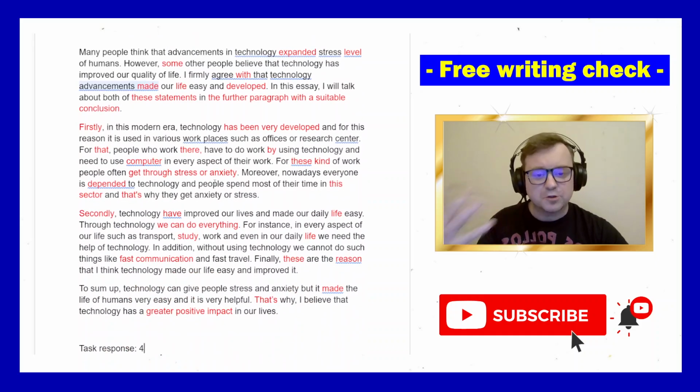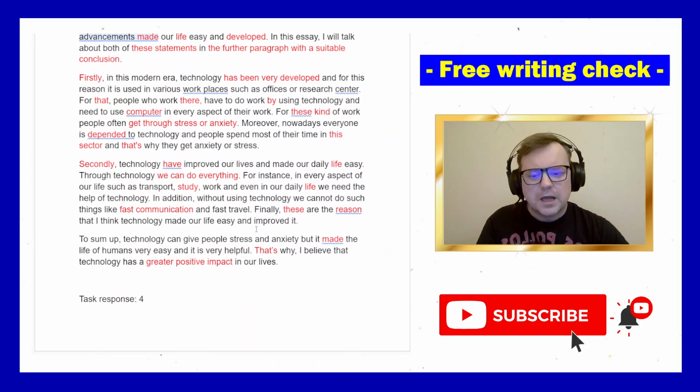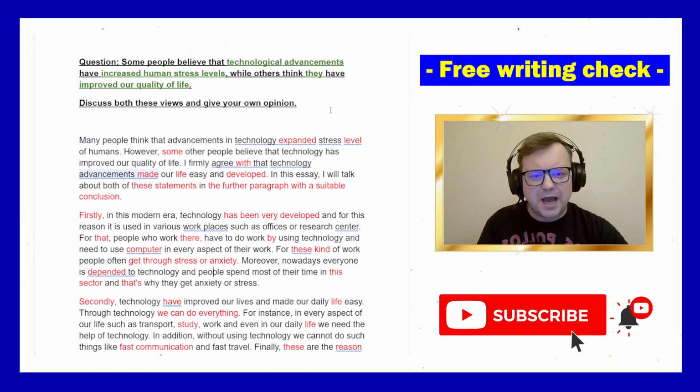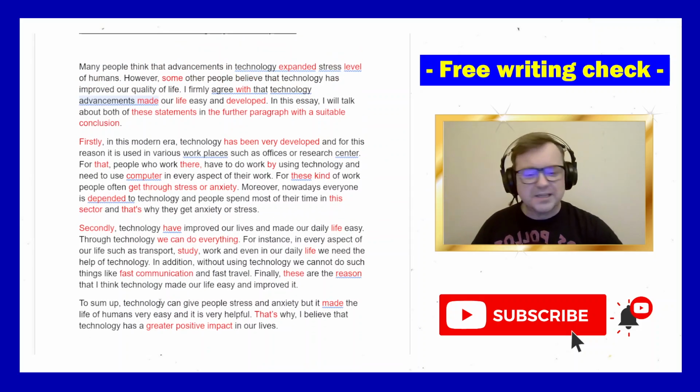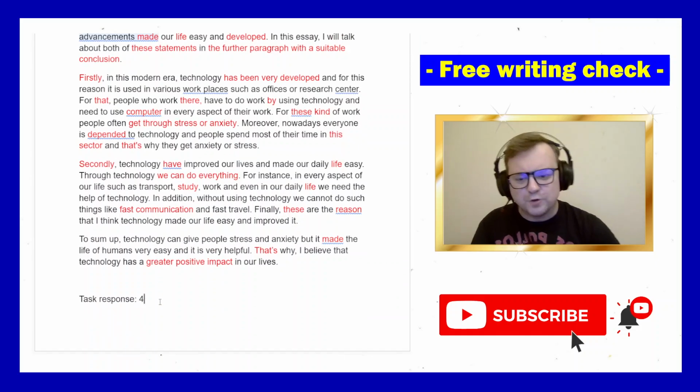There's nothing in this essay that points to that, apart from technology is used at work. And secondly, how it's made our lives easier, only fast travel. That's the only real thing in there. Now, he has mentioned study, work, daily life, transport. So transport and fast travel, I'm kind of informed on that. But that's the only thing I'm informed on. I know nothing else about how technology has or hasn't made our lives easier. So task response 4.